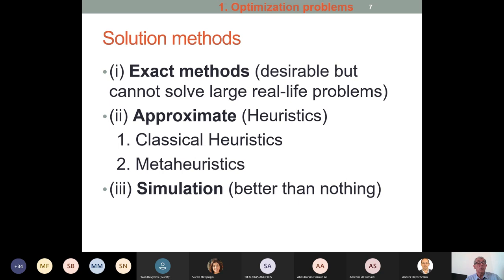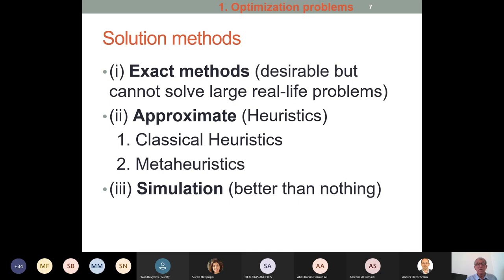Simulation is where you simulate, as you know, the real world situation on the computer, collect some data and make a decision based on that simulation, or find some kind of optimal solution. And then nowadays the most popular approach is the one in between these two.